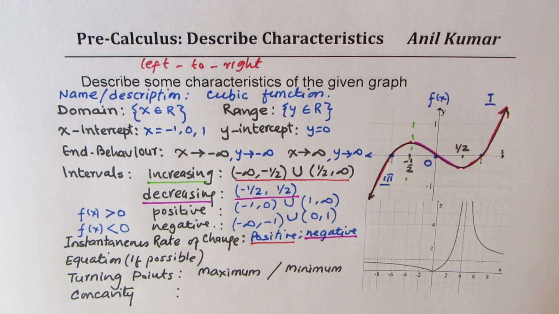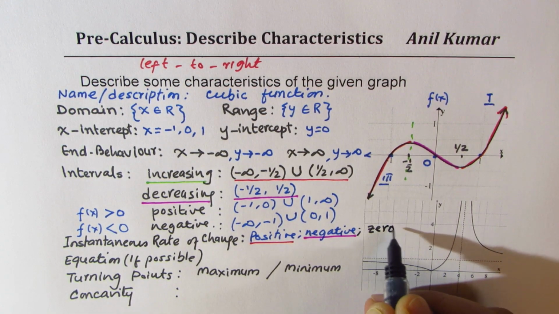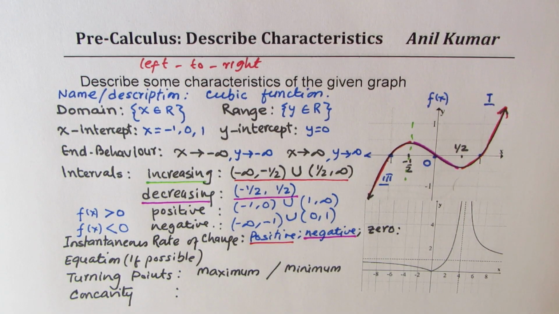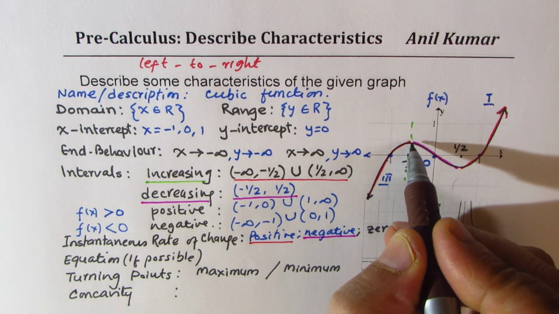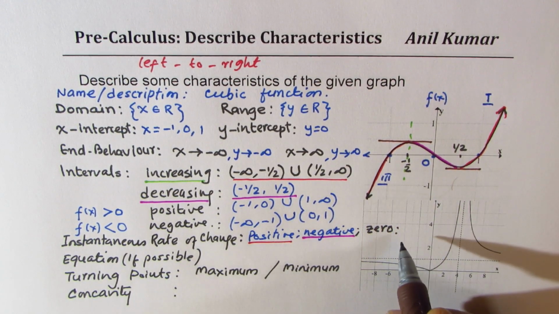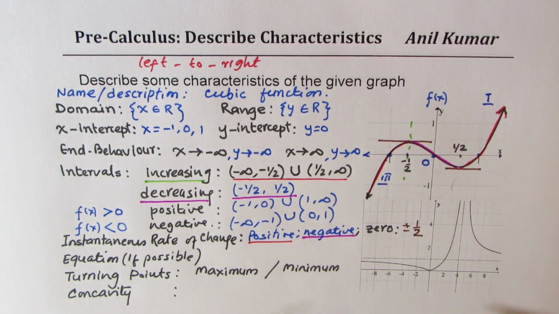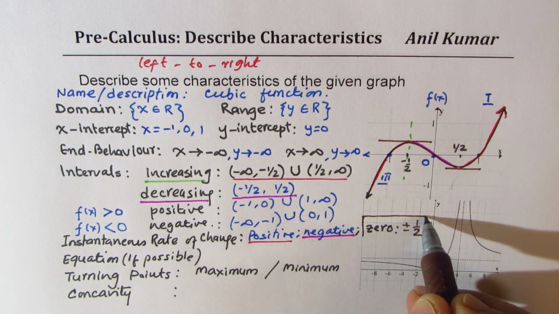Now another important point is where it is 0. So it is 0 at the 2 points where it turns. So the slope is 0 at the turning points, which are these 2 points for us. And these points are ±half. Now this is a very critical point to understand.